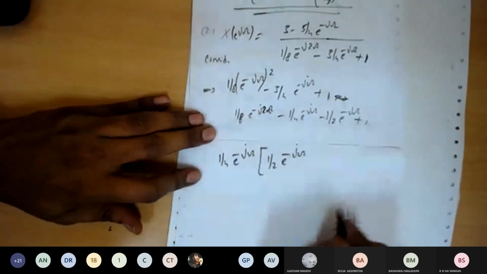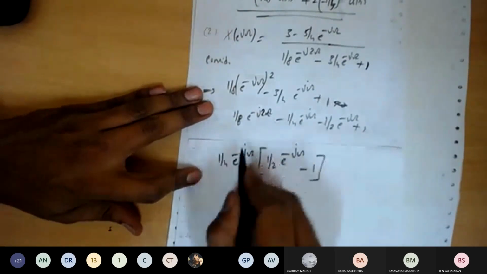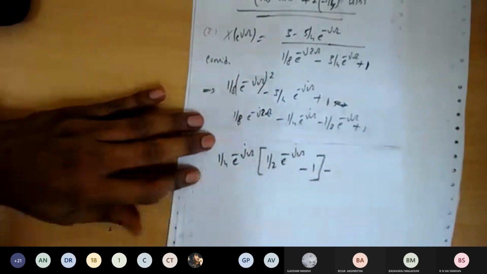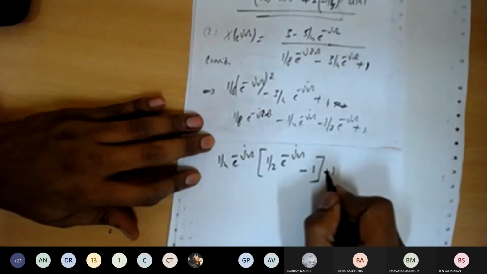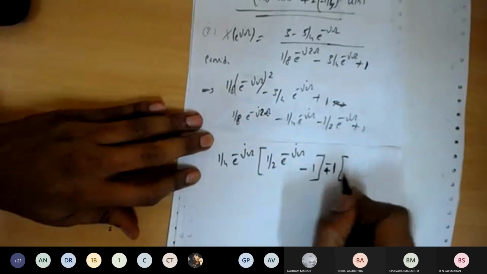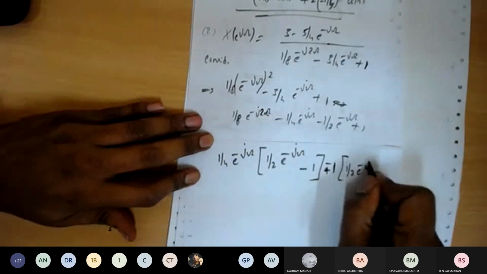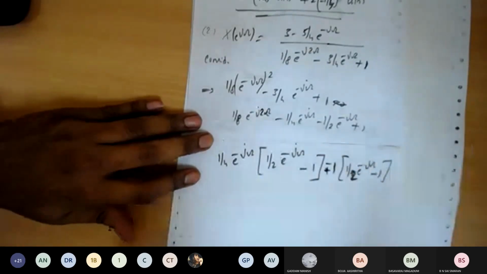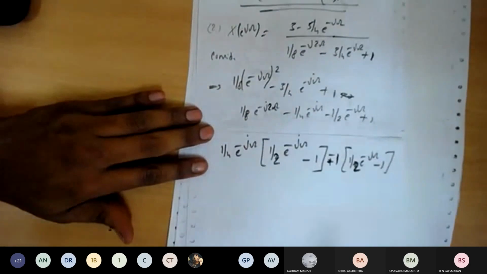When I take the product, I'll get back this one. Minus 1 will get here. Minus 1, when I multiply, I'll get back this one. So the remaining term is, let us take minus 1 here, because we want the same terms here. So 1 by 2 into e to the power of minus j omega minus 1 here. We already studied this in high school, how to factorize the quadratic equation.